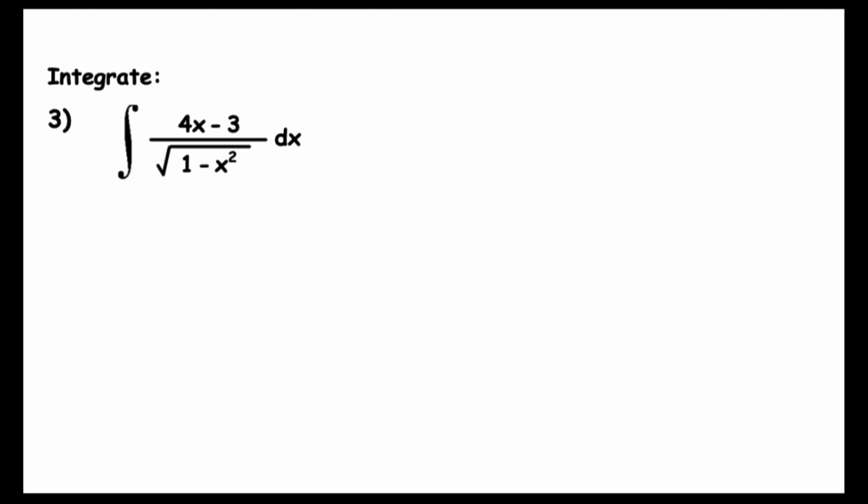Okay, number 3. At first I look at this and think it's a u sub. If I made the bottom, or at least the 1 minus x squared, u, du would be negative 2x dx. I can't make that work. The other thing I thought about is, well, what about an inverse trig? What if I made an arc sine? But then you've got that 4x minus 3 on the top still. That's no good. You can't have that.